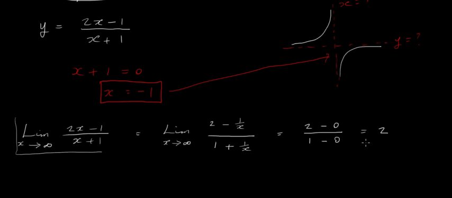So in other words, that means our horizontal asymptote, or the equation of our horizontal asymptote, is just simply y equal to 2. So now I have the equation of both our vertical and our horizontal asymptotes. Okay, so that's basically how you find the equation of a horizontal and vertical asymptote.